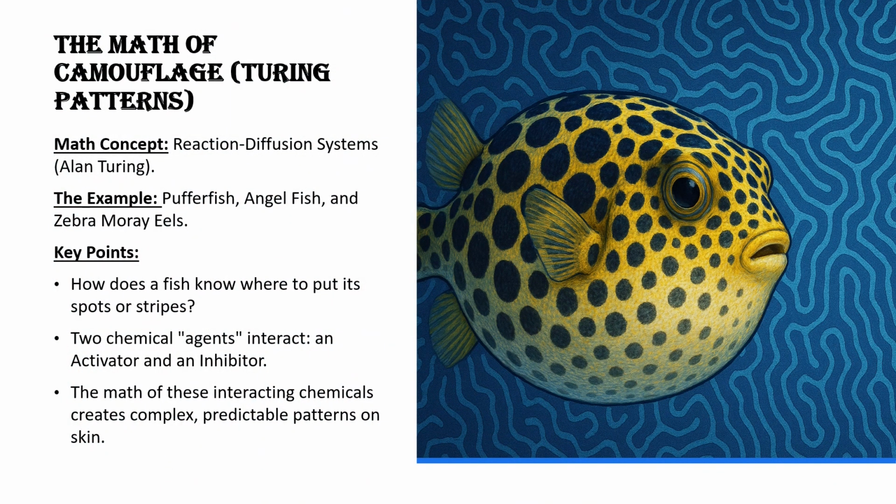We always believe that humans can only do camouflage, but you are wrong. Under the water, the math of camouflage is completely different. So the main concept is the reaction diffusion system, that is Alan Turing's, and this is applied on certain fishes, for example pufferfish, angelfish and zebra moray eels. How does a fish know where to put its spots or stripes? Two chemical agents react, an activator and an inhibitor. The math of these interacting chemicals creates complex and predictable patterns on the skin.